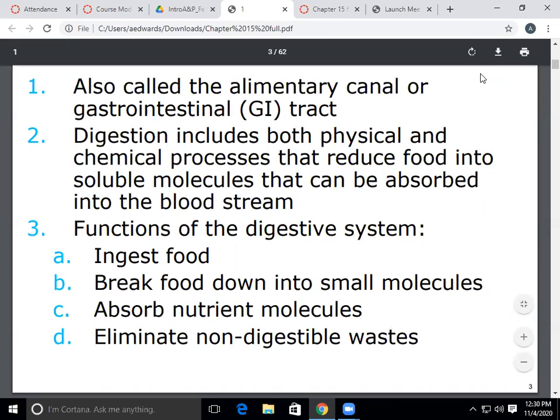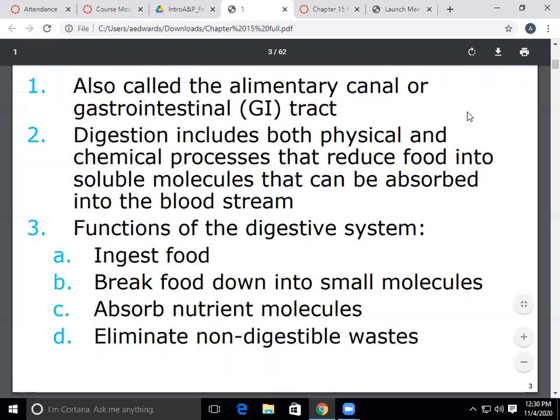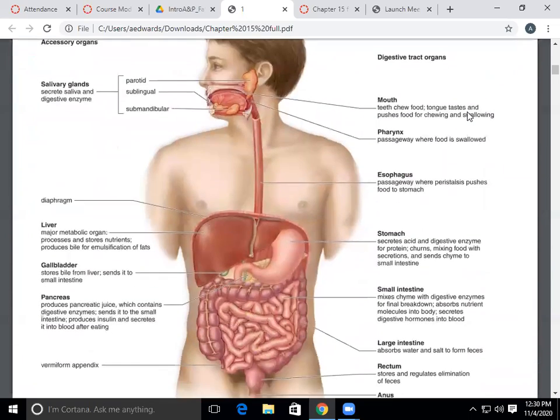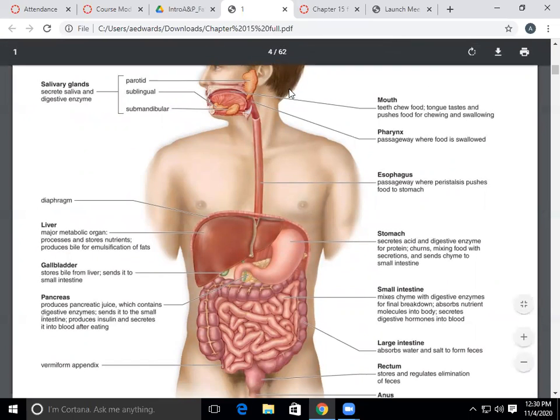So what's the digestive system do? Well, it ingests food and breaks down food into smaller molecules. You absorb the nutrient molecules and you eliminate waste that you can't digest. Pretty straightforward, I think. So here's some structures in the digestive system you need to be aware of.